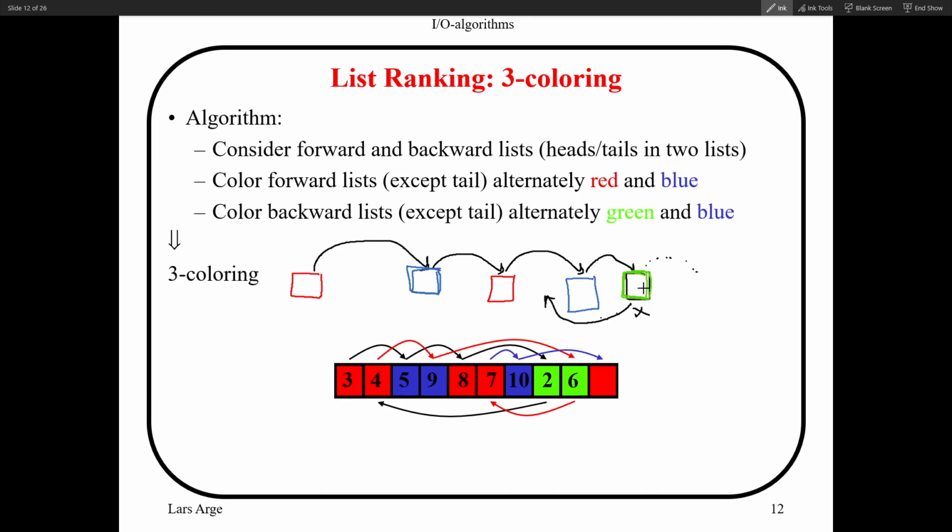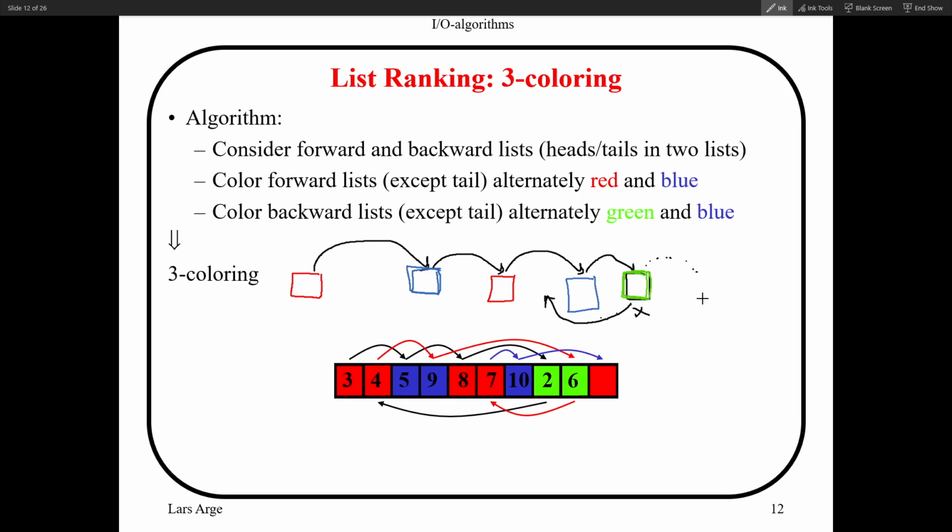And similarly, red elements are also independent sets because of the same property: you always start with red, and in the backward list you do not have the red color, so that's obviously easy. And same for the green. In the forward list you don't have the green color, so the only time green appears is in the backward list, and of course you alternate between green and blue, so obviously green is also going to be independent.